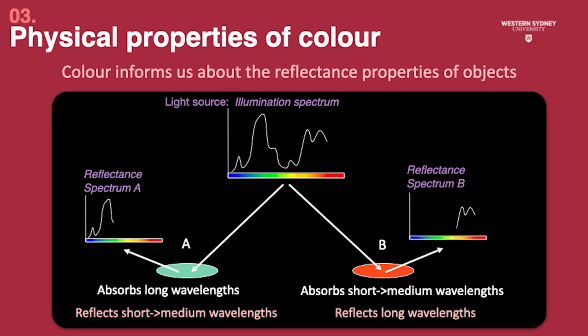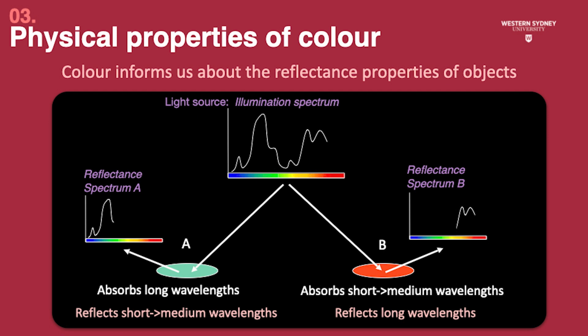When we experience an object as being of a particular colour, typically we're making a judgment about the reflectance properties of that object. This is because most light sources in our natural environment, be it from the sun or a light globe, emit light of many different wavelengths. That is to say, they contain a broad spectrum of wavelengths. An example of such a broad spectrum can be seen in the illumination spectrum at the top of this image.